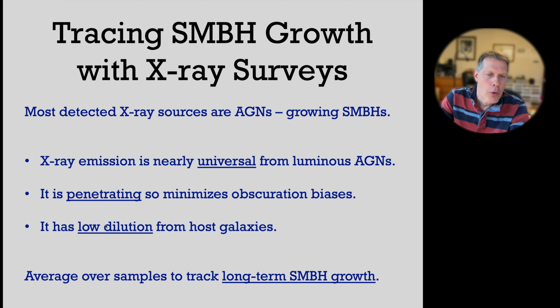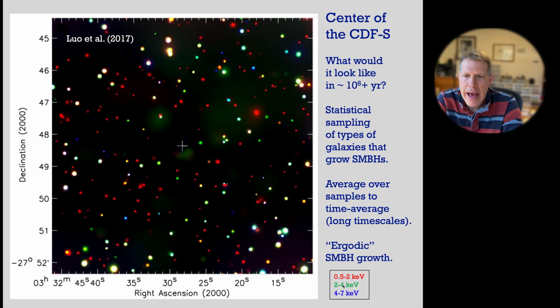And so you don't get confusion in the X-rays between starlight and black hole related light. And then another very important point regarding the techniques that we use here is that in the work I'll be discussing today, we in fact average over samples of galaxies to track the long-term supermassive black hole growth in galaxy populations of interest. And I want to clarify that a little bit further.